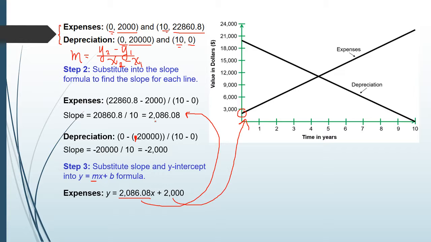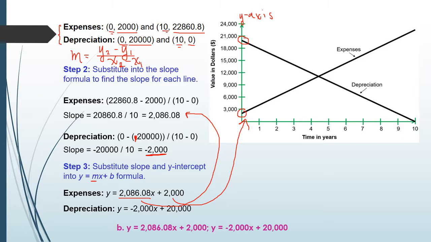And the b represents your y-intercept. Remember, the y-intercept is the y value when x equals 0, or basically just the y value on the axis right here. This is the y-axis. So keep that in mind. That is the equation for expenses. The equation for depreciation is negative 2000x. Negative 2000 comes from the slope right there. And the y-intercept is how much we started off with, which is $20,000. So the answer, going back from the previous slide, is B. The two equations I got right here.